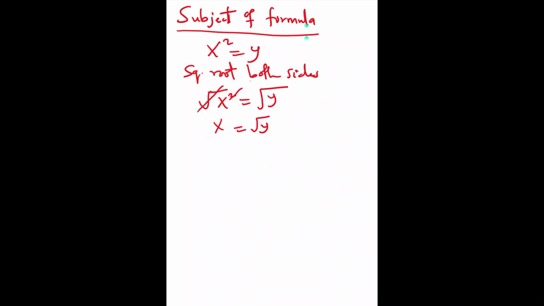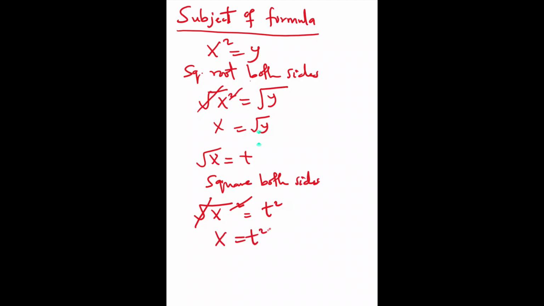Another one, for example, if you are asked to find x as subject of formula and you have root x equals t. Okay, for this one you have to square both sides. So when you square both sides, you'll be able to take off the square root. The power right there will cancel the square root. And then you have x equals t squared. Okay, so just simple stuff like that you need to know.